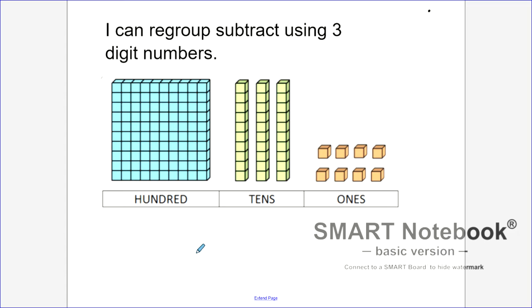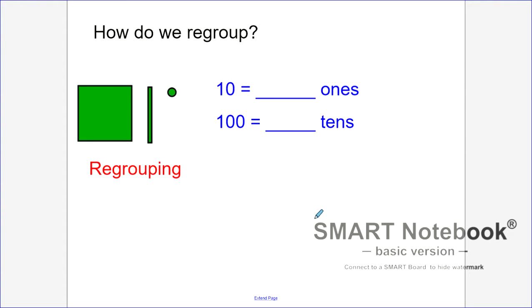Hello, 2nd grade. Today we're going to regroup while subtracting using 3-digit numbers. We're going to build upon the skills that we've used this week for regrouping, such as turning hundreds into tens and tens into ones. Before we get started, let's take a look at how we regroup. We know that we can regroup hundreds into tens, and we can also regroup tens into ones.